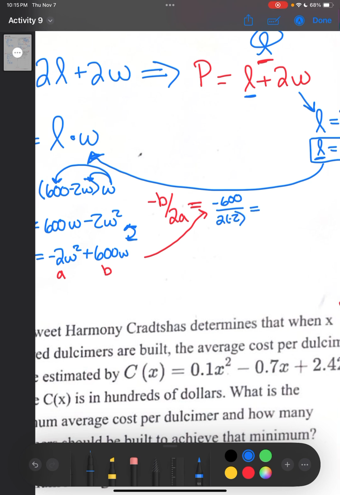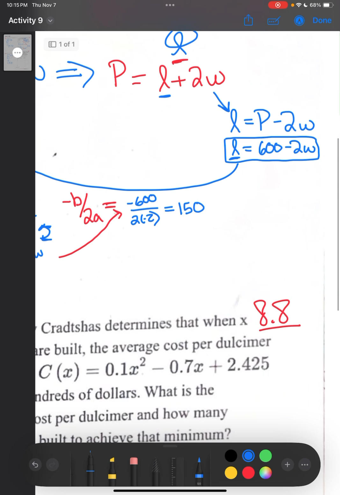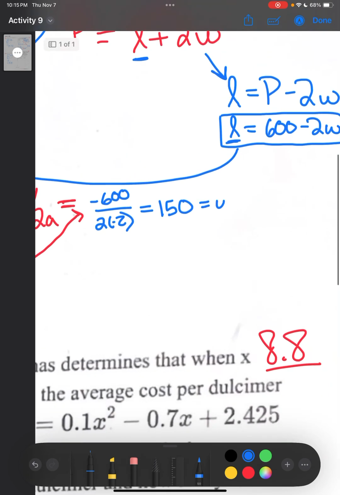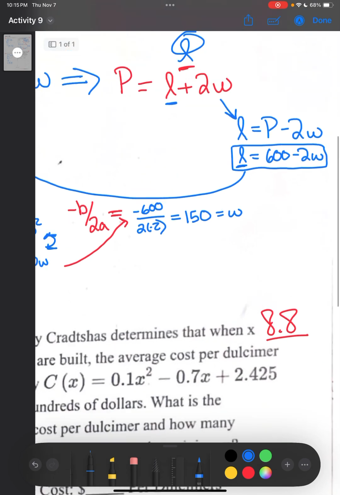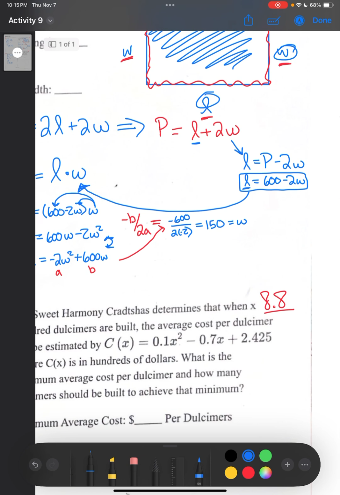Now you can put that in the calculator, or you can do it in your head. That's actually going to give you 150. Now 150 is our W right now. That's what we're going to input. So the perfect way we can input this, the equation we can use, is this one. Perfectly we can find our length.